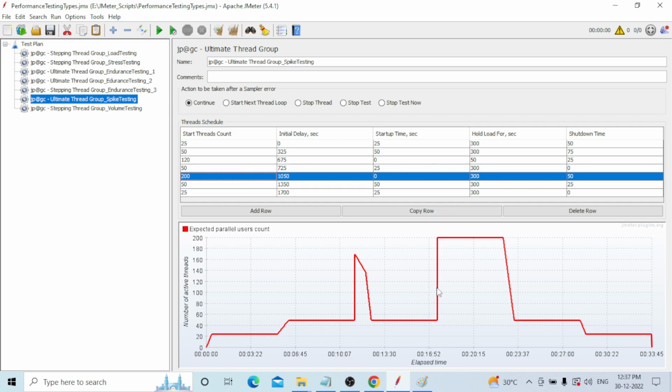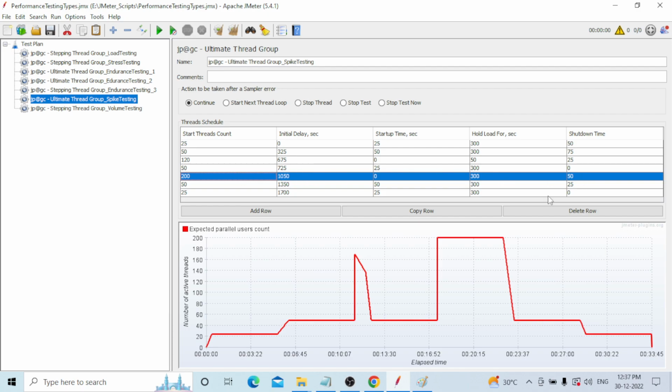And suddenly you need to go up, and you need to move into 300 whole load, and 50 will be down. Shutdown time 50. And this one is 725 plus 25 plus 300, 1050. You can design that way.